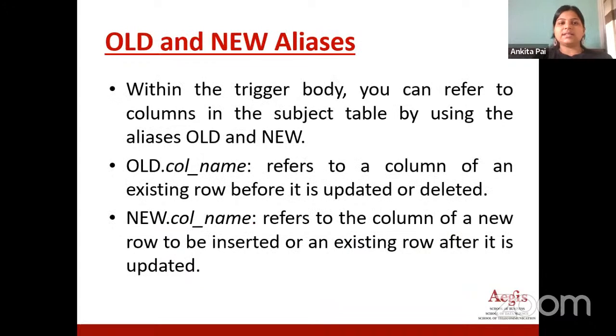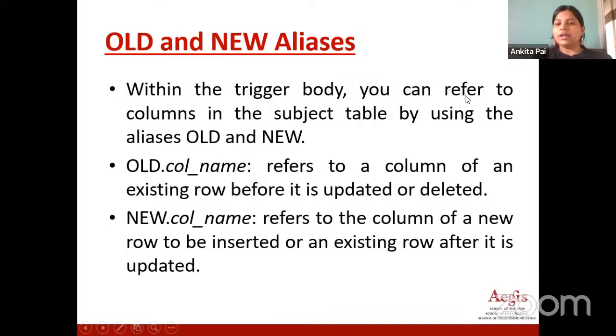Old and new aliases. Whenever we are writing logic for the trigger, old dot column name or new dot column name comes into the picture. So what is old dot column name? The name itself is telling you: if the values already exist in the table, then that comes as old dot column name. If the values are not yet inserted, because you have created a trigger before insert, then you will make use of the alias new dot column name.